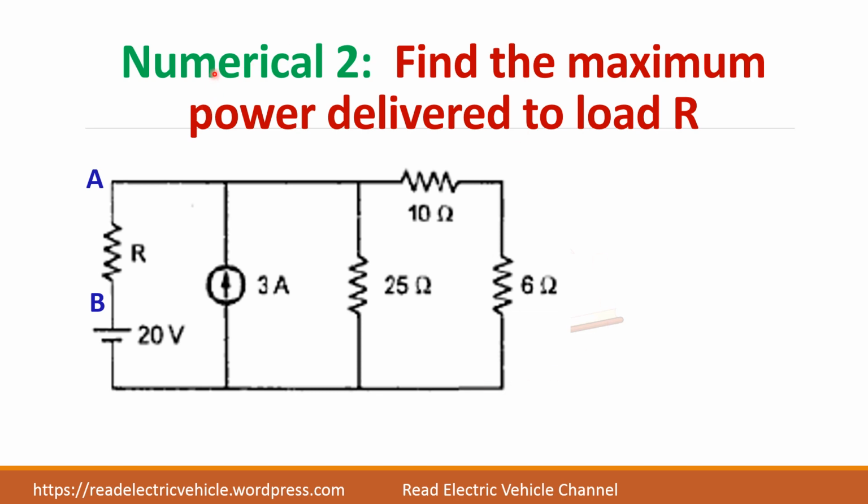Now let us see another problem. Find the maximum power delivered to the load resistance R. You see R is here. Whenever you read the problem, read it carefully, because don't think the load resistance will always be given here. In this case it is given here. So you need to find the maximum power delivered to the load resistance R. Same thing, you find the Thevenin parameters VTH and RTH.